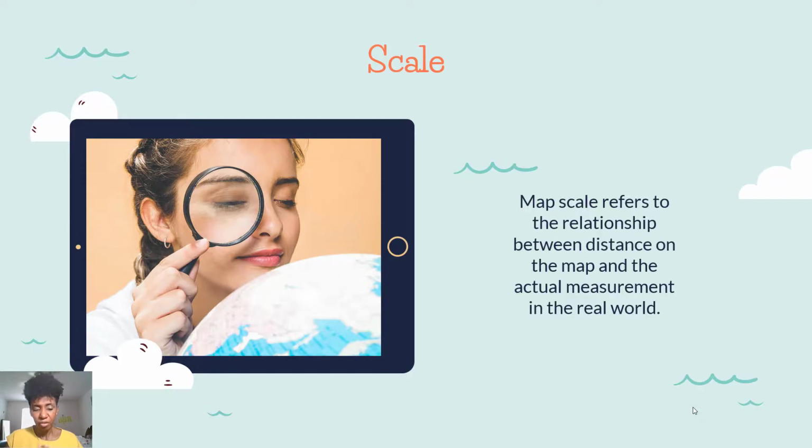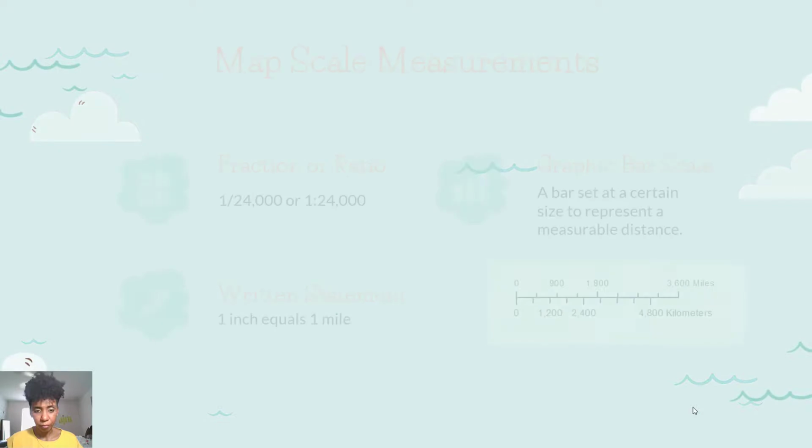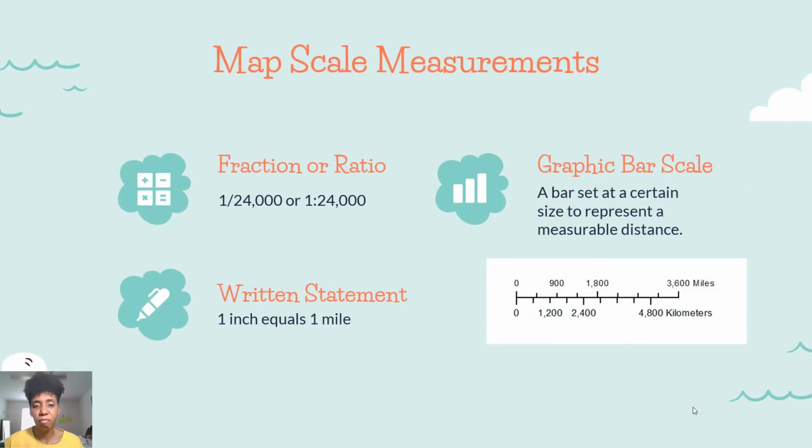Okay, so as you see here, she's looking at a globe. The globe is not necessarily the actual size of the earth, but it's a representation of the distance and the area and landmass of the earth, right? So there are different types of map scale measurements. We have a fraction or a ratio, so you may see it as 1 to 24,000, in that mathematical terminology.